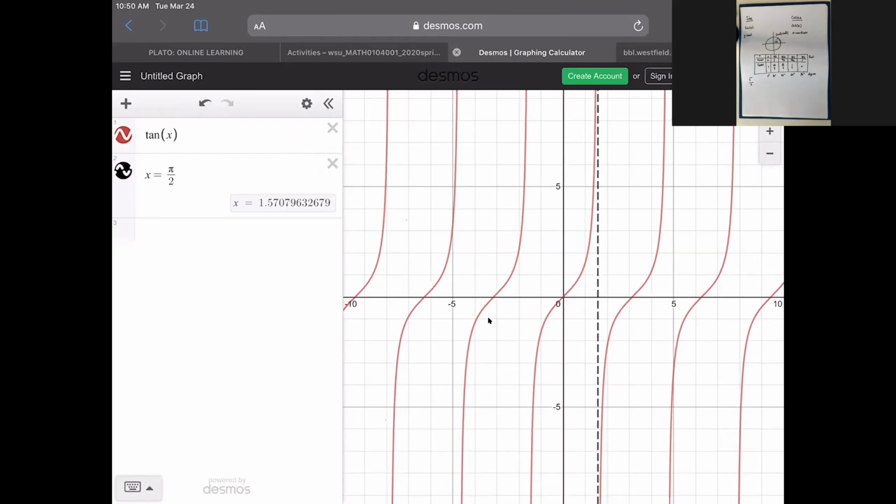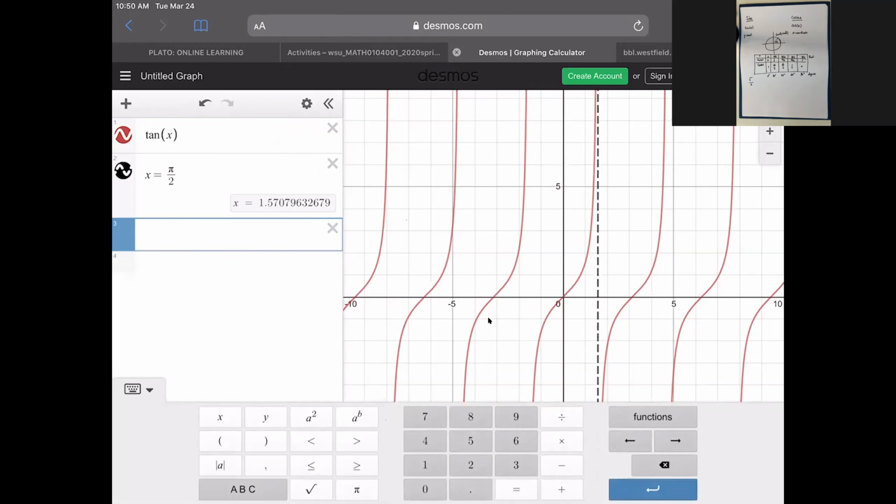So notice what's happening here, right? This acts like a vertical asymptote. So as we get close to this line, we're pretty good.